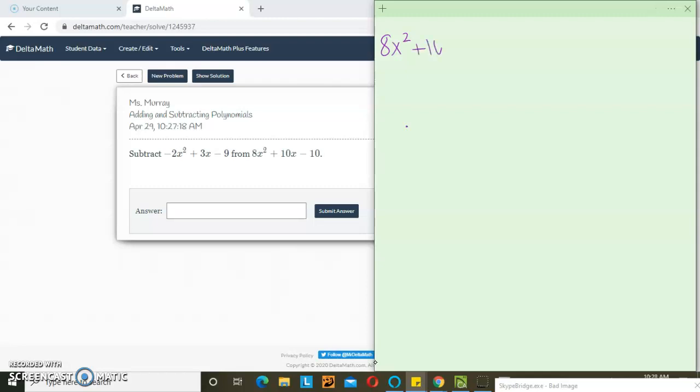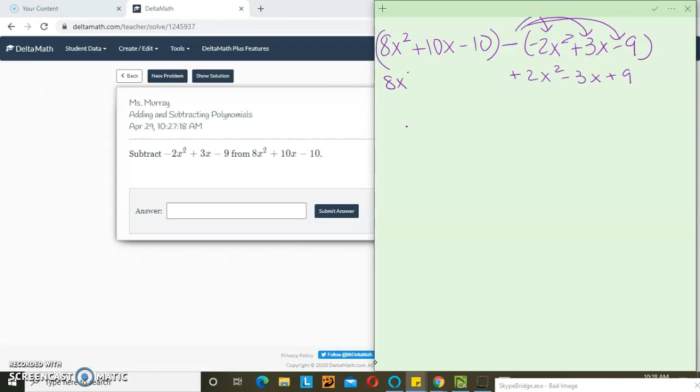8x squared plus 10x minus 10. I need to subtract negative 2x squared plus 3x minus 9. So when you have this type of problem, you kind of flip the order of the polynomials. Whatever you're subtracting from needs to come first. So we're subtracting from 8x squared plus 10x minus 10, so that needs to come first. I need to distribute the negative because it's a subtraction sign, and that negative will change all of the signs in that second parenthesis. I'm just going to bring down my first parenthesis.